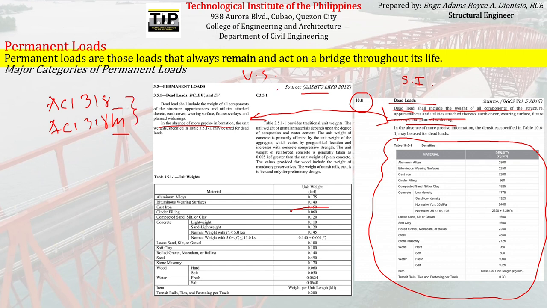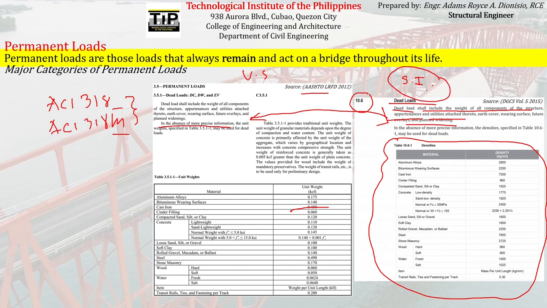So, I believe yung AASHTO meron din ganyan, pero hindi ko pa kasi nakita yung SI version. So, kung nakita nyo yung SI version, just tag me. Tag nyo na lang ako para meron din akong copy. Okay? So, yung DGCS, naka-SI yan.